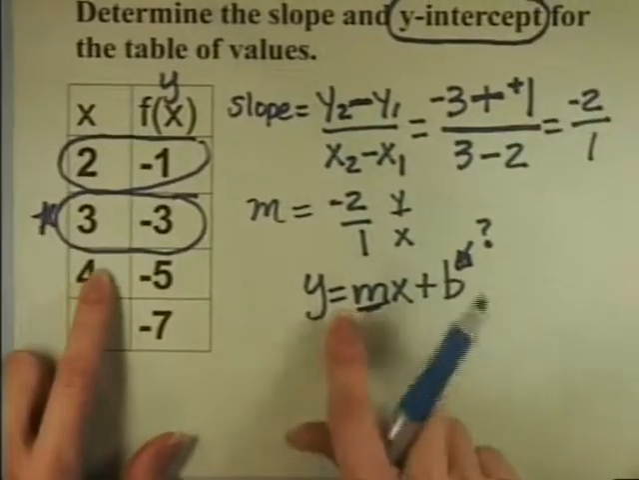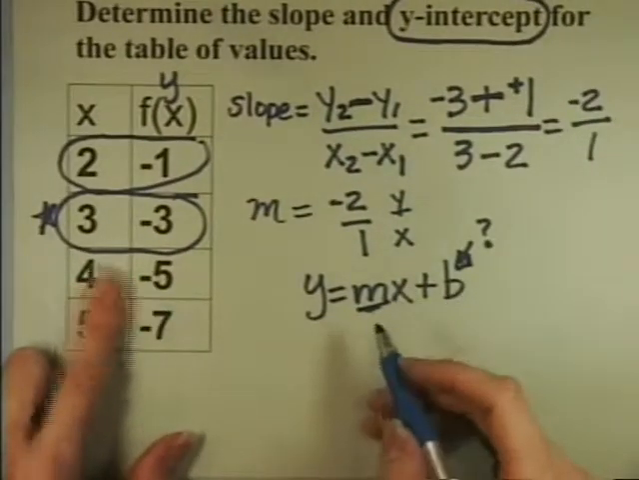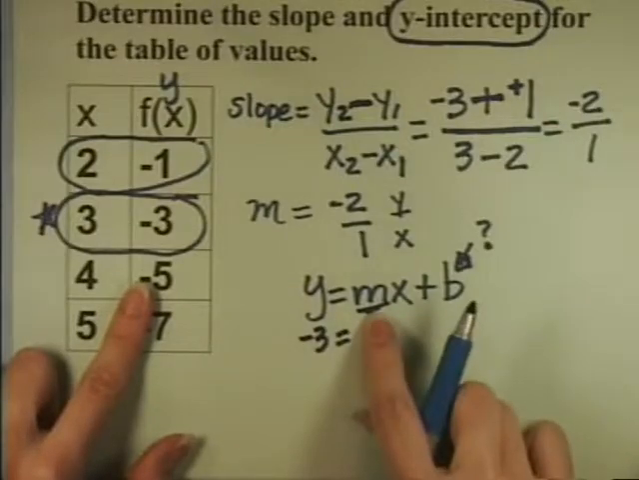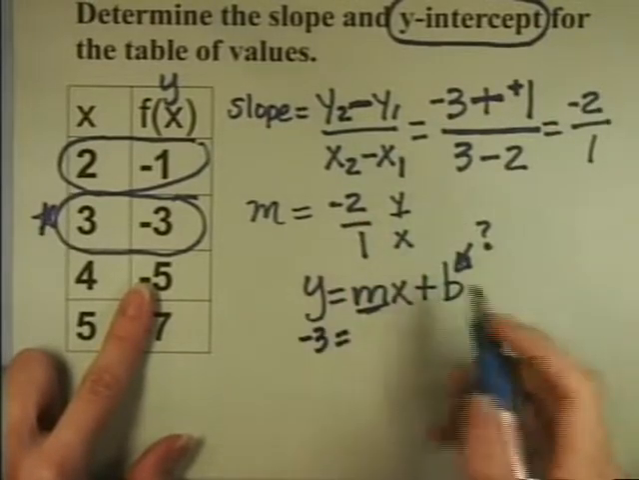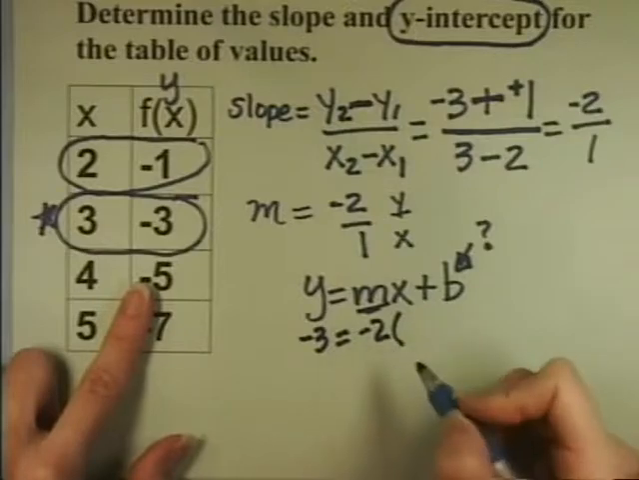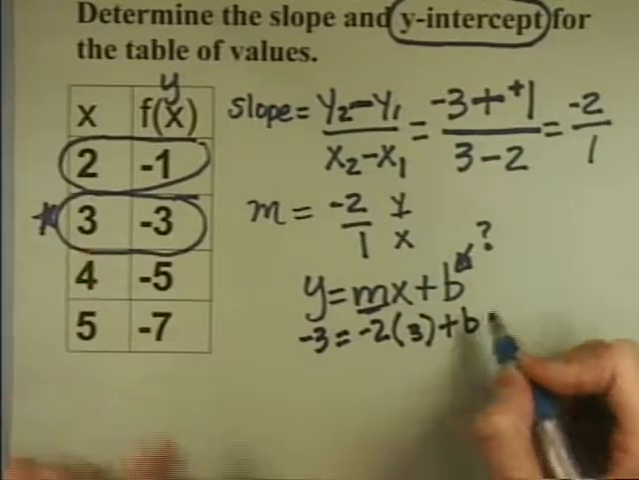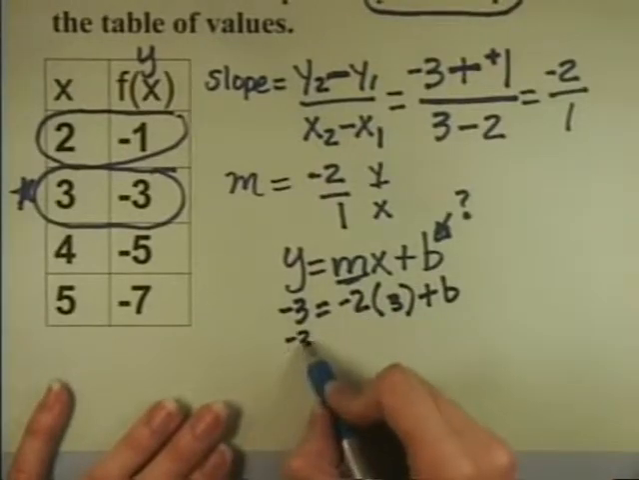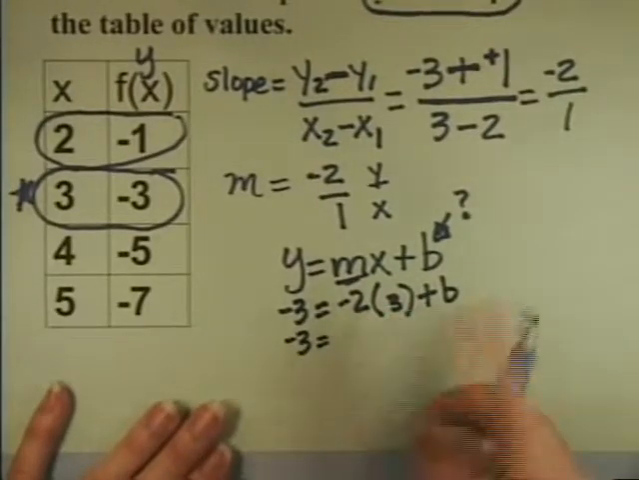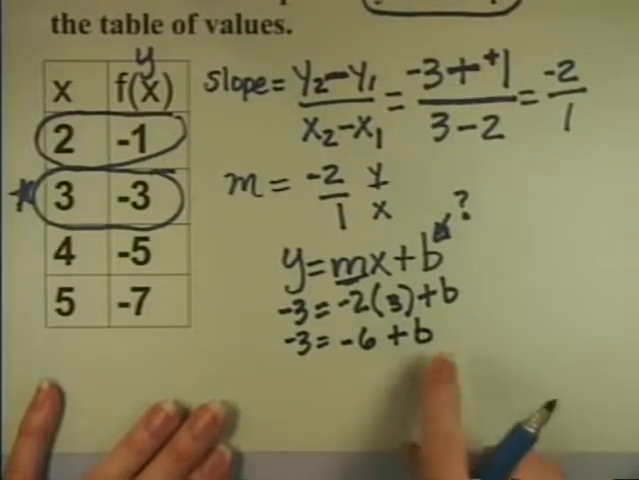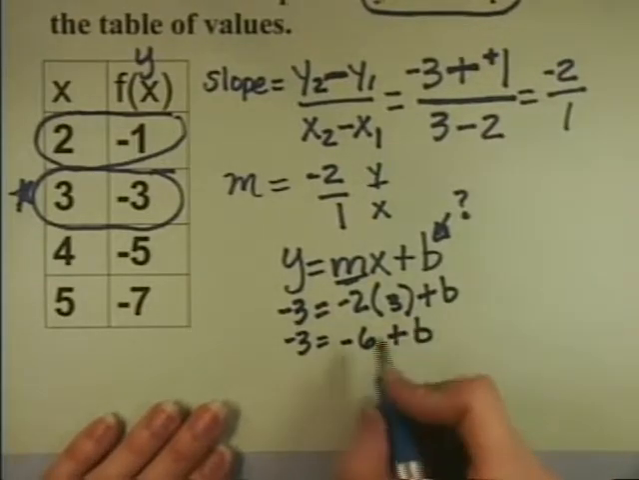Okay, here we go. Which y did you pick? -3. So -3 equals, what's the m that we got? -2. What's the x that you chose? 3, plus b. So -3 equals, what's -2 times 3? -6, plus b. How do you solve for b? Add 6 on both sides.